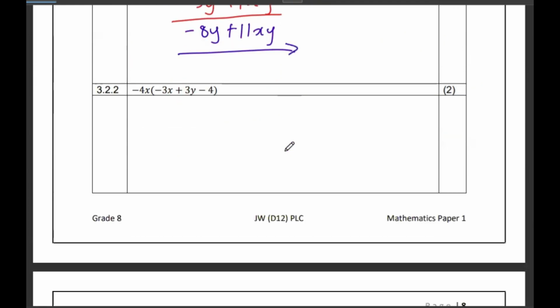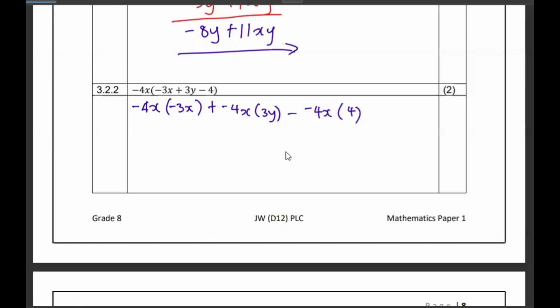And then 3.2.2, we need to open up this. So when you're opening, you're using the distributive property. So it's a -4x multiplied by a -3x. And then plus -4x multiplied by a 3y minus -4x multiplied by a 4.